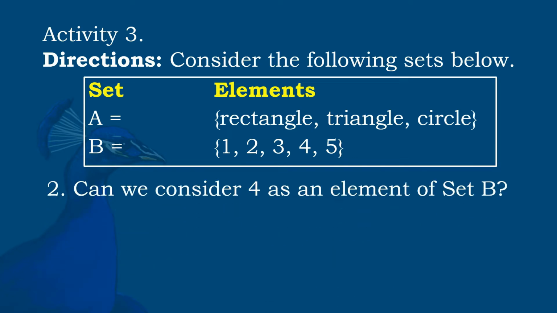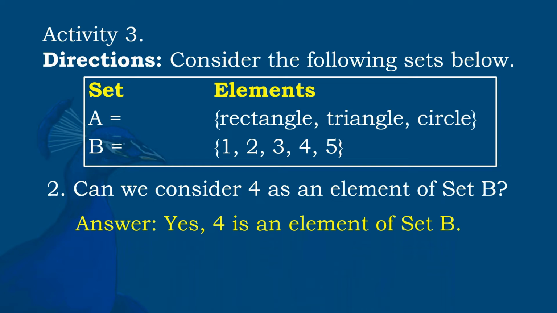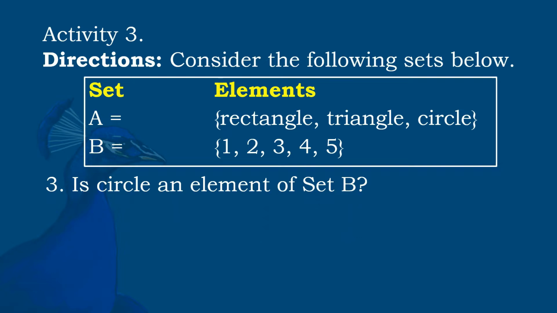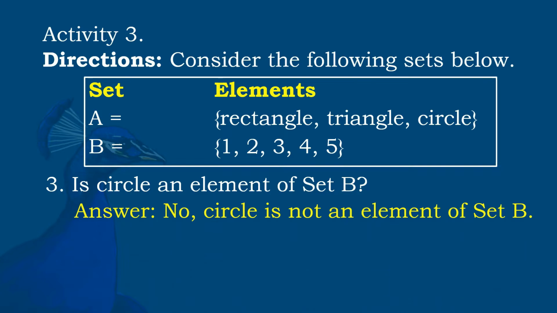Number 2. Can we consider 4 as an element of set B? Yes, 4 is an element of set B. Number 3. Is circle an element of set B? No, circle is not an element of set B. Therefore, we can write it in this way. I am sure you can now fully understand the definition of a set and its elements.